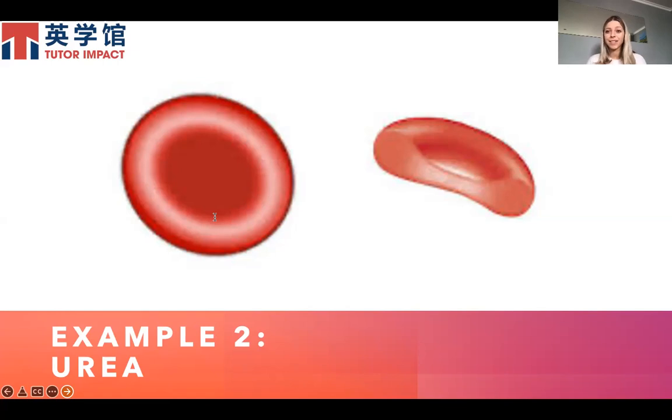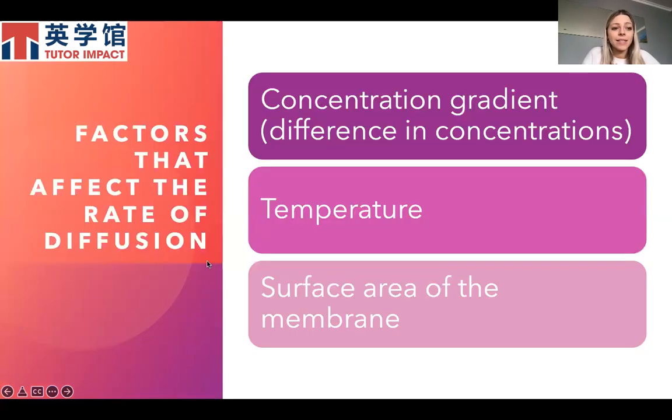So diffusion helps facilitate all of these really important processes in the body. Next we're going to look at the factors that affect the rate of diffusion. There are three main factors when it comes to diffusion. The first one is the concentration gradient. The greater the difference in concentration between two areas, the faster the rate of diffusion.